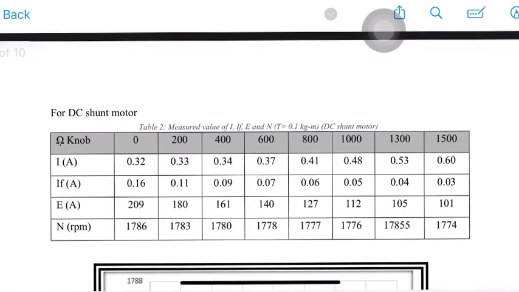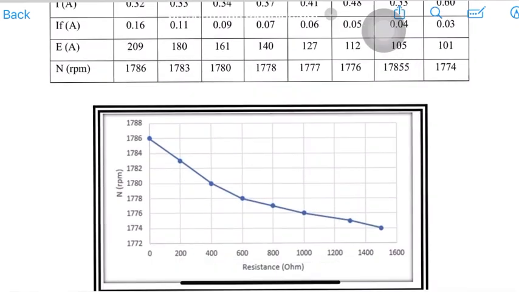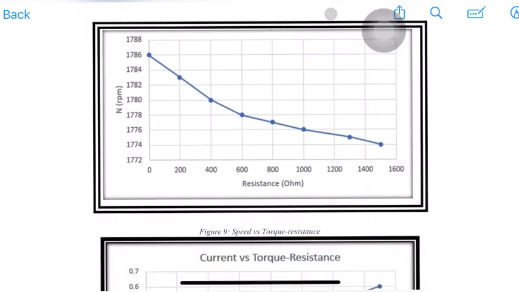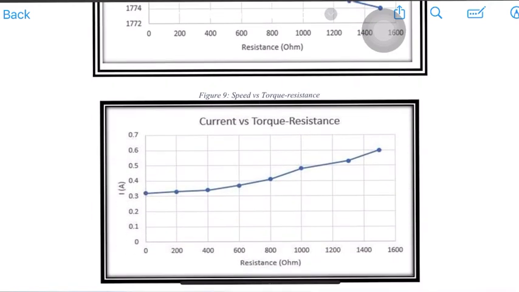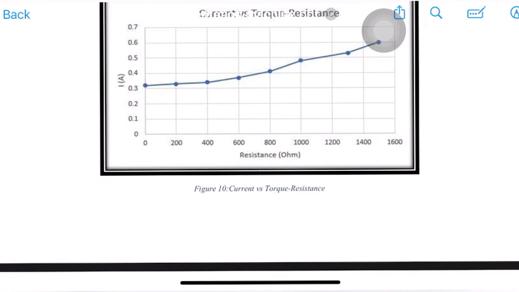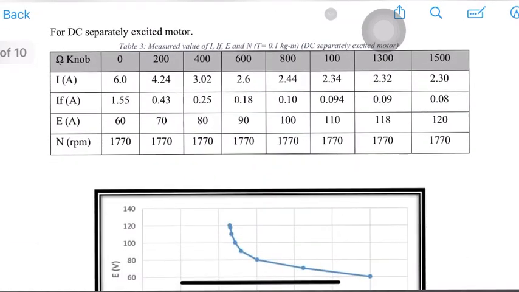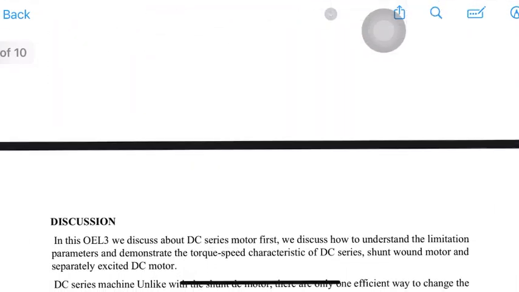This is for the shunt motor, and we do the same, with the values of 0, 200, 400, 600, 800, 1000, 1300 and 1500. And this is our figure of speed versus torque resistance, and this is current versus torque resistance. We do the same for the rest.